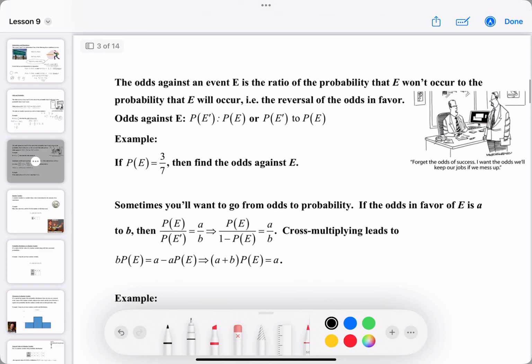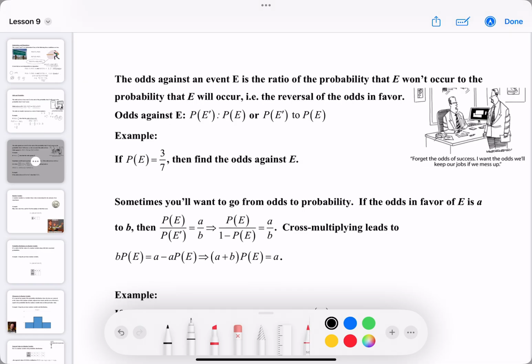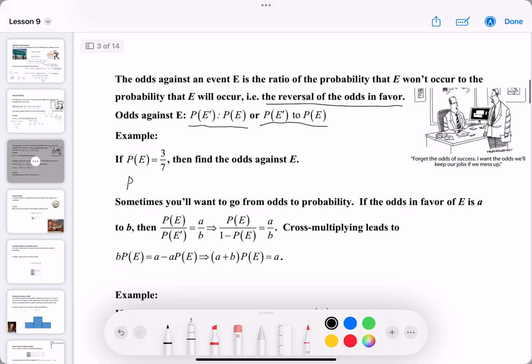Next example. The odds against an event E is the ratio of the probability that E won't occur to the probability that E will occur. That's the reverse, or the opposite, of odds in favor. Odds against E is P of E prime to P of E. For example, P of E is 3 over 7. Let me ask you, what is P of E prime? Use 1 minus P of E.